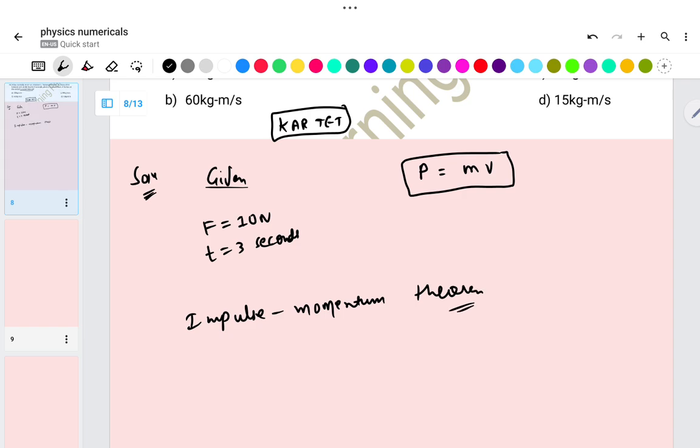So if p is the momentum, the change in momentum is equal to the impulse. I will take impulse as I. So what is impulse? Impulse is the force into time, the product of force and the time. We can write like this.